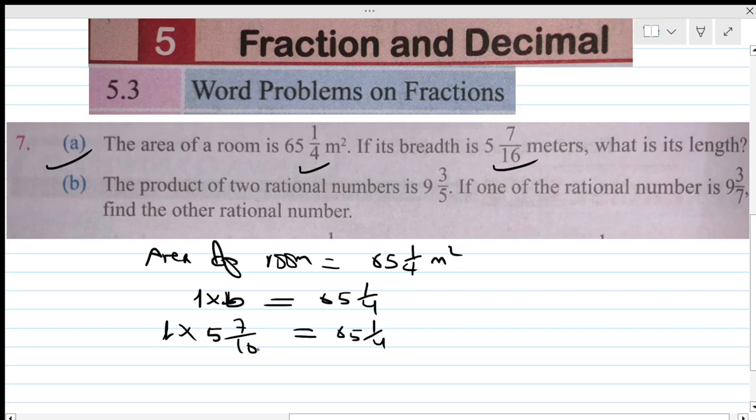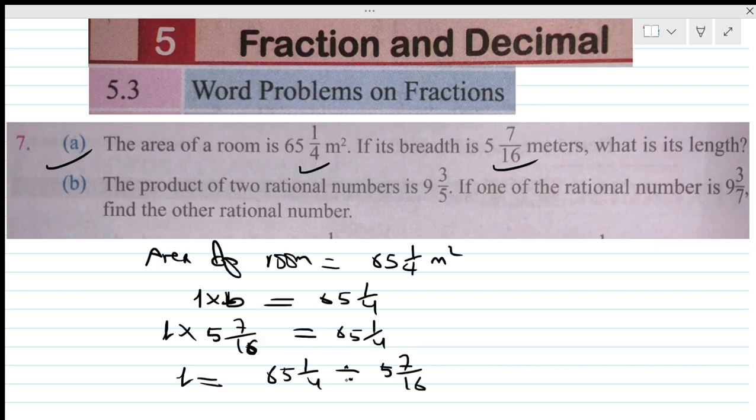And now to find the length we should go for dividing. The 65 whole number 1 by 4 we have to divide by 5 whole number 7 by 16. The process is the same as we have just done above. So those mixed fractions you have to convert into improper fractions, then convert the division sign into multiplication sign by reciprocating the divisor, and then you simplify, and you'll get the length.